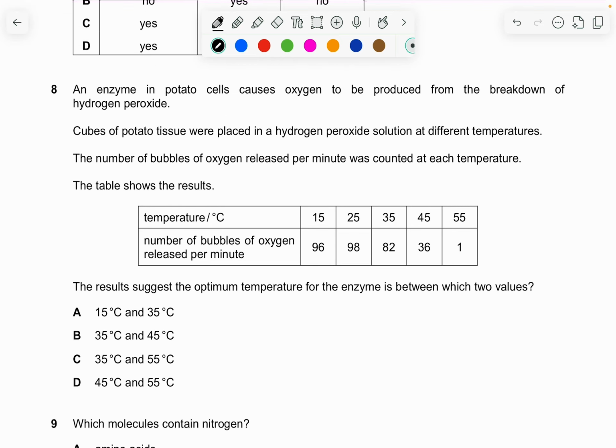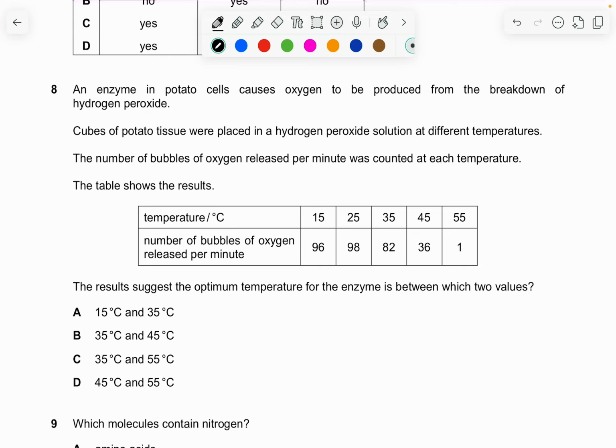Question 8. An enzyme in potato cells causes oxygen to be produced from the breakdown of hydrogen peroxide. Cubes of potato tissue were placed in hydrogen peroxide solution at different temperatures. The number of oxygen bubbles released per minute was counted at each temperature. The table shows the results.